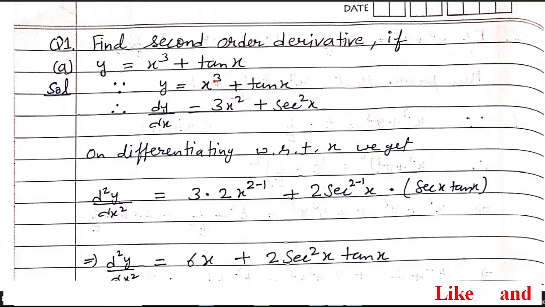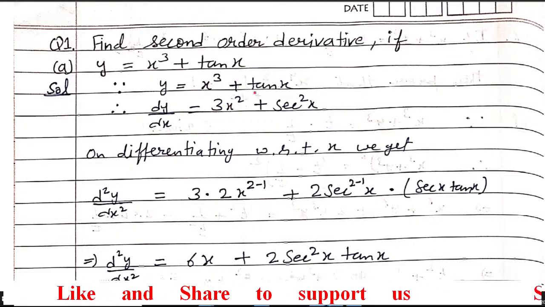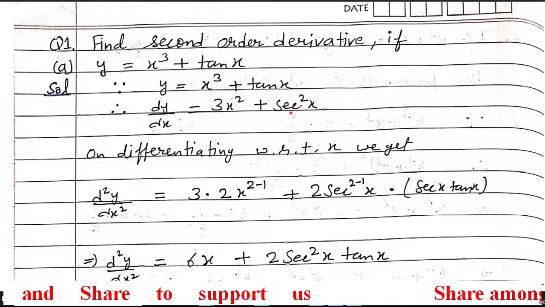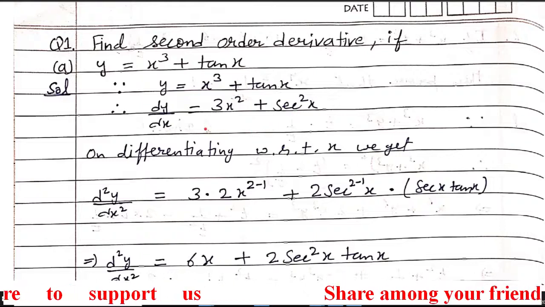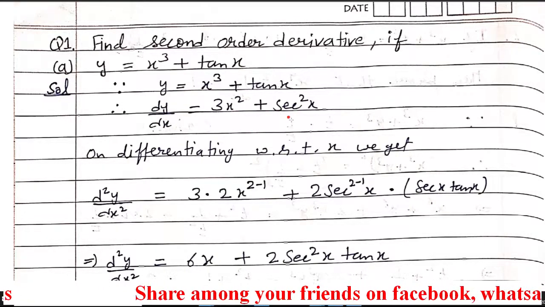So what is n here? n is 3. That's why 3x to the power 3 minus 1. So the differentiation of x cube is 3x square. Now the differentiation of tan 10x is 10 sec square 10x. Since its order is 1, it is the first order derivative.